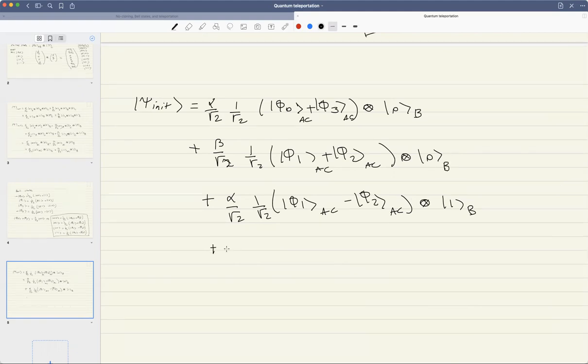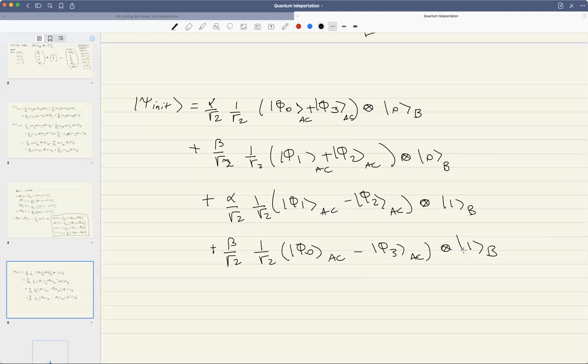And finally, the last term is going to be beta over square root 2. Now I have 1, 1. So 1, 1 is going to be 0 minus 3. And then that's multiplied with 1 of B. Okay. So that's going to be, again, my initial state.